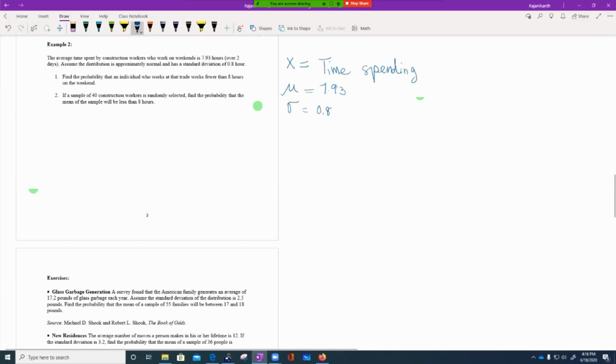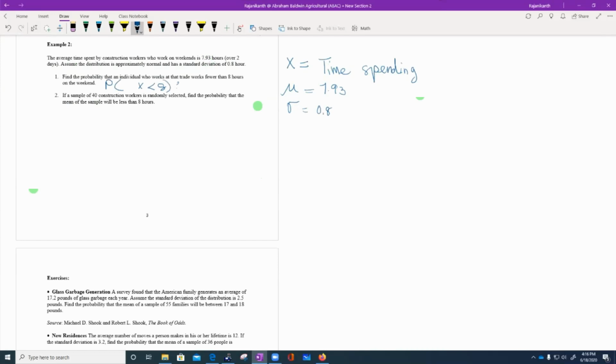Let's look at the question then. The first part is to find the probability that an individual who works at that trade works fewer than 8 hours on the weekend. Therefore, the first part is nothing but we need to find the probability of the original variable x being less than 8.